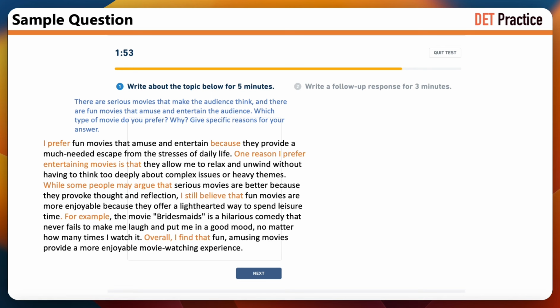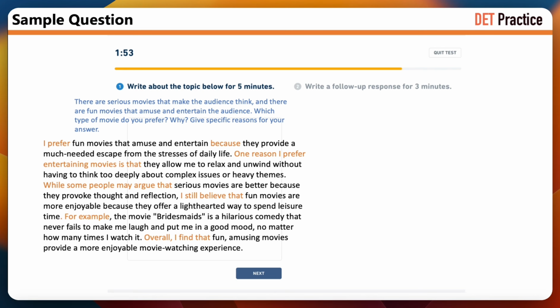The response then provides a contrasting viewpoint. "While some people may argue that serious movies are better because," followed by an explanation of why fun movies are still preferred. This perfectly applies the "provide a contrasting viewpoint" section. The answer supports the argument with an example. "For example, the movie Bridesmaids is a hilarious comedy that" fulfills the "support with an example" requirement.